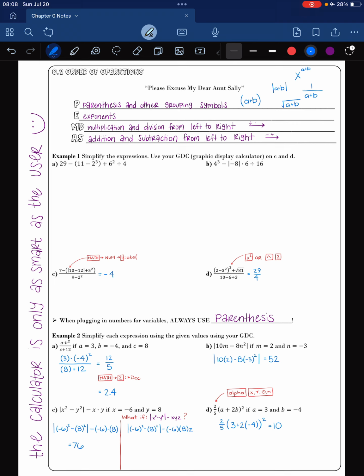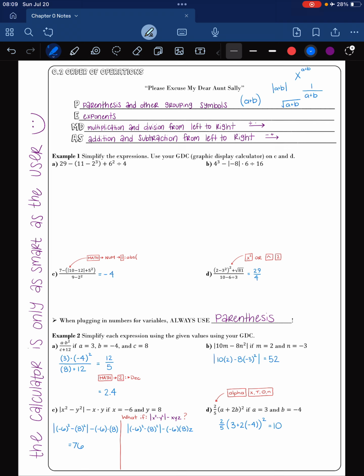What we need to be careful about is just making sure that we type it in the calculator correctly, because sometimes we don't type exactly what we mean and your calculator doesn't know that. So that brings up the phrase, the calculator is only as smart as the user. It's only going to do exactly what you tell it to.